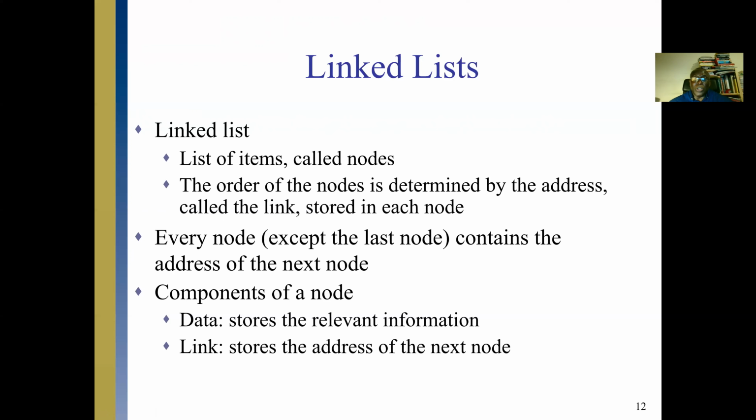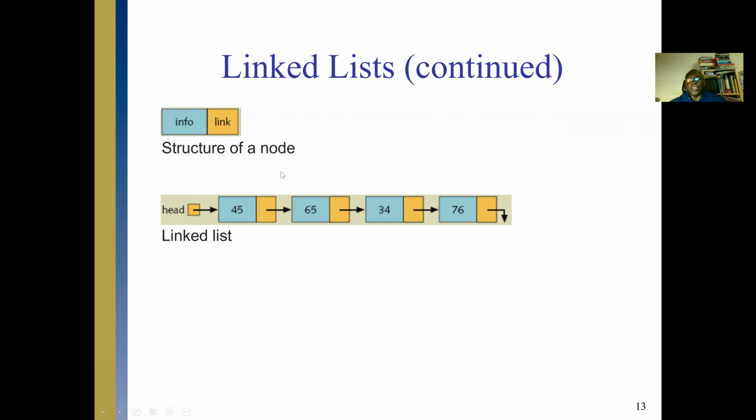Even the first node, the one that points to the first node in the linked list, still has the address of the first node. A node has two components. We have the data, where we store our information. Then we have a link part, where we store the address of the next node. This is very important again because of security issues. So this is a linked list. The structure of a node means we have two parts, the info and the link.